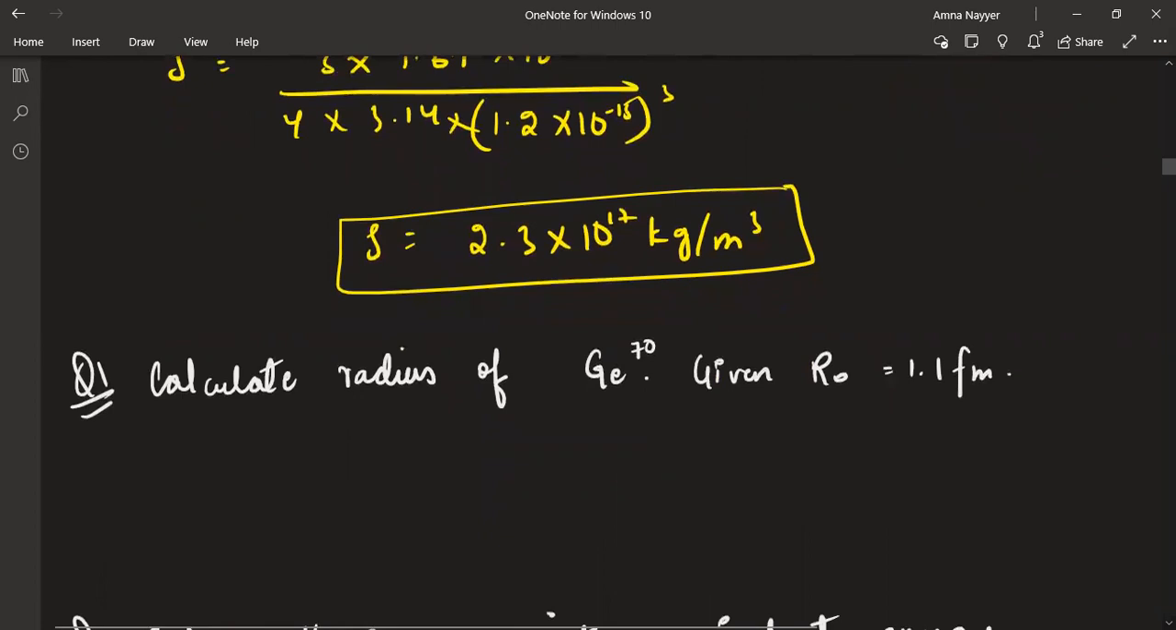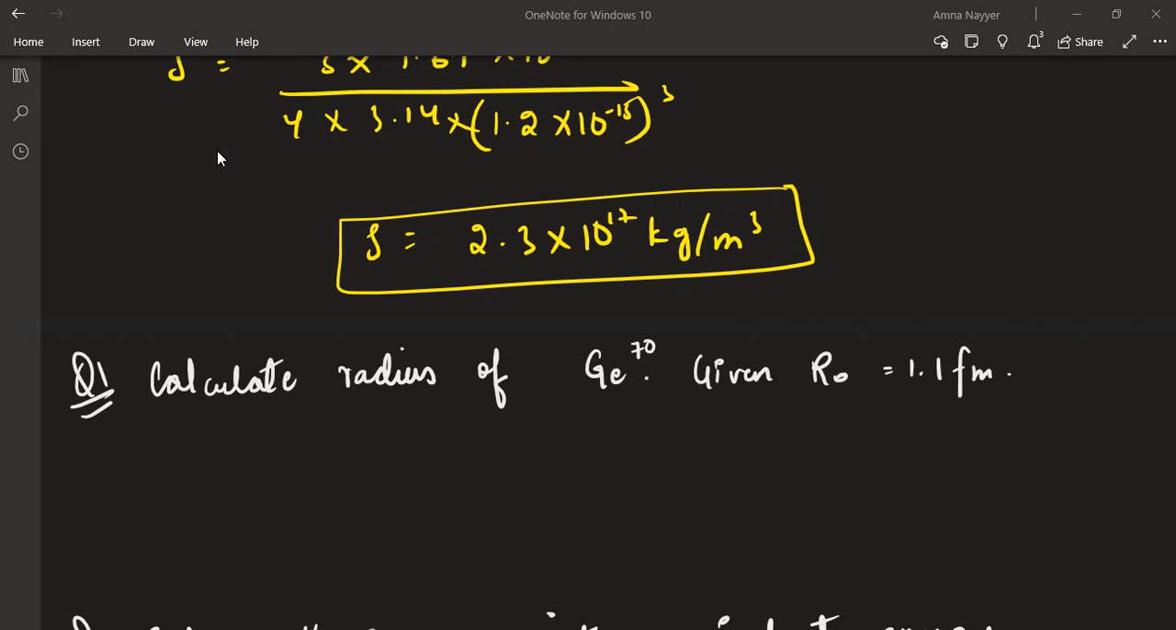Very easy questions you will get in this class, because the toughest part was radioactivity, and that is not part of your syllabus, so do not worry about it. Calculate the radius of germanium-70. Something is written on the top. This is the mass number, definitely, because had it been the atomic number, it would have been given in the bottom left corner. So this is how you represent a chemical symbol. So the mass number is 70, and R naught.